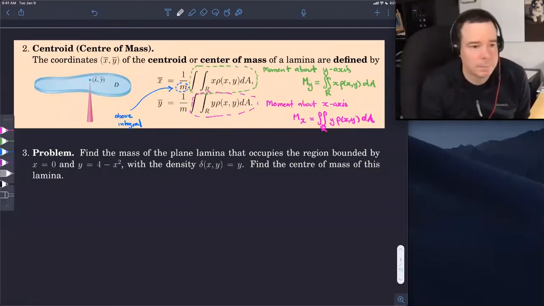Yep, go for it. Can you explain what you mean about the moment about the y-axis? The moment about the y-axis.